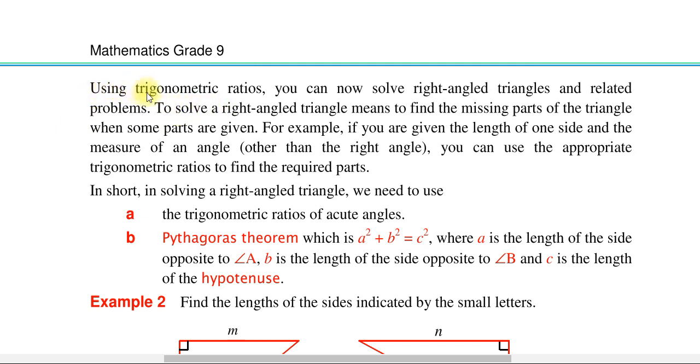Using trigonometric ratios, you can now solve right-angled triangle and related problems.